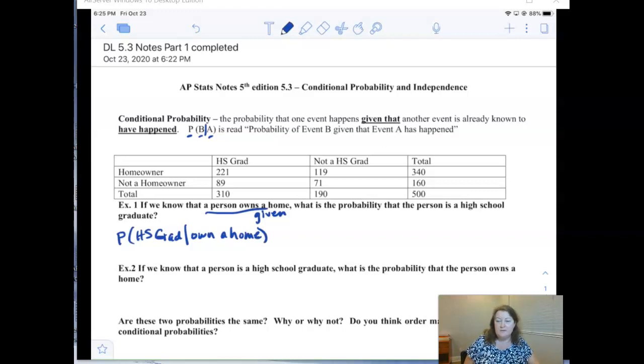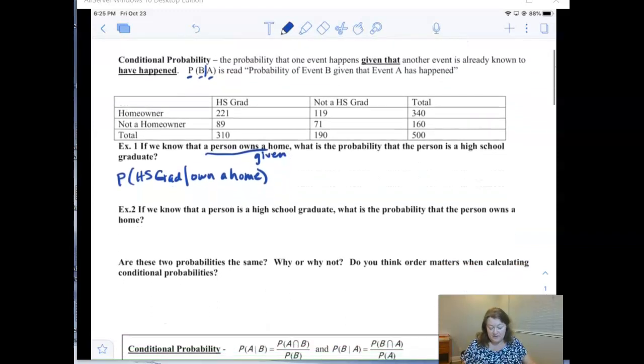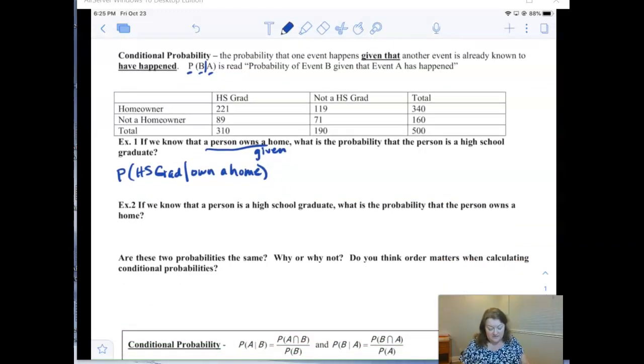I would actually prefer that you write it this way, where you actually explain what it is, rather than just saying B and A, because then you'd have to identify what B and A are off to the side and identify your variables. So this way it's a little bit easier. Probability of high school grad given that they own a home.